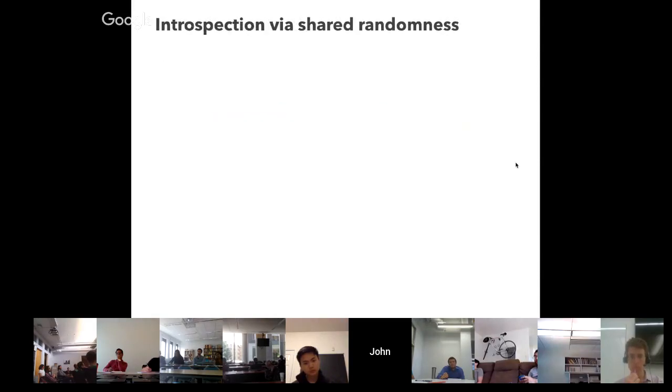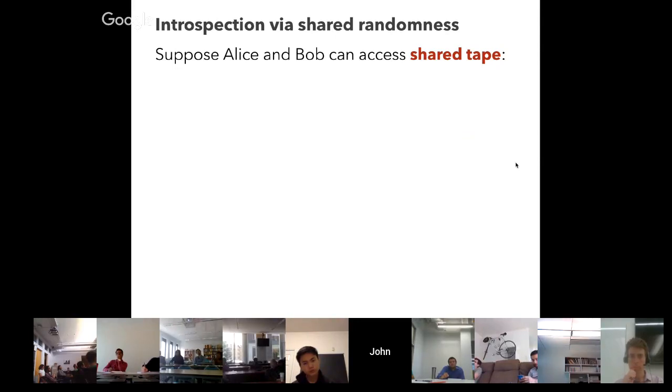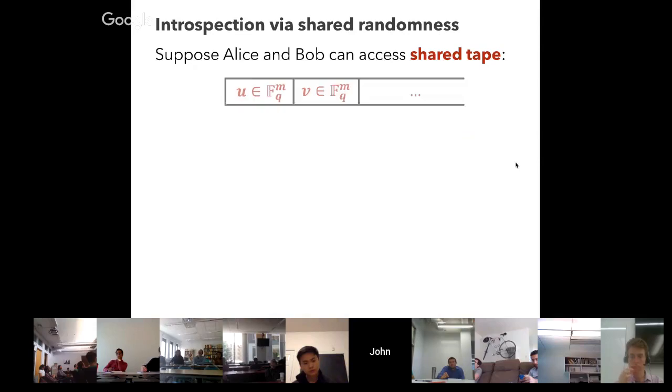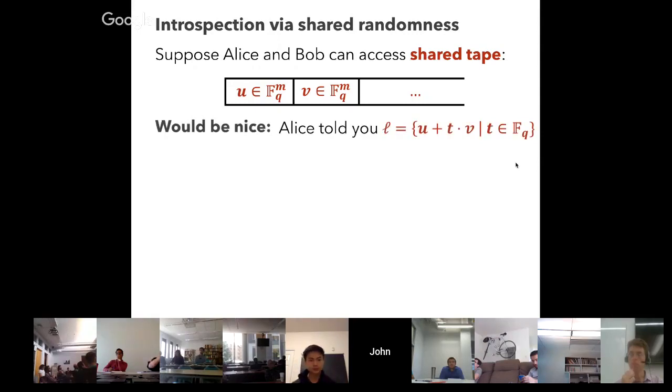Okay, so let's say we tried introspection via shared randomness. This is where we might suppose that Alice and Bob have access to a shared tape, maybe something that looks like this. All the bits are random, and they can interpret various blocks of it. Maybe the first block is the point U, and the second block is the direction V. And so what would be really nice is if they use their shared tape for Alice just to read off the line L, which goes through U in direction V.